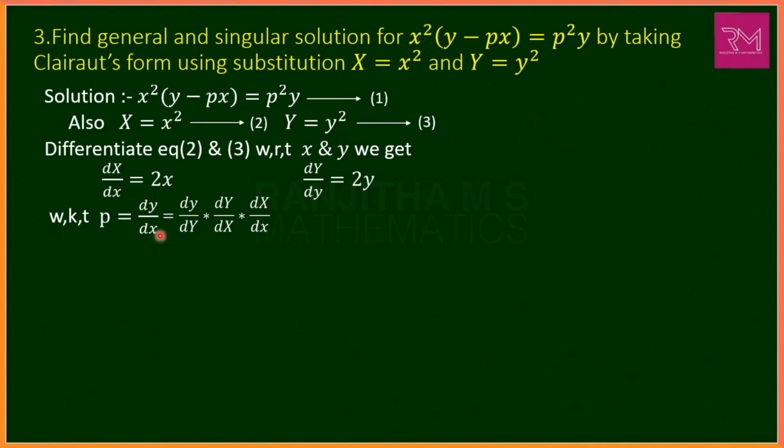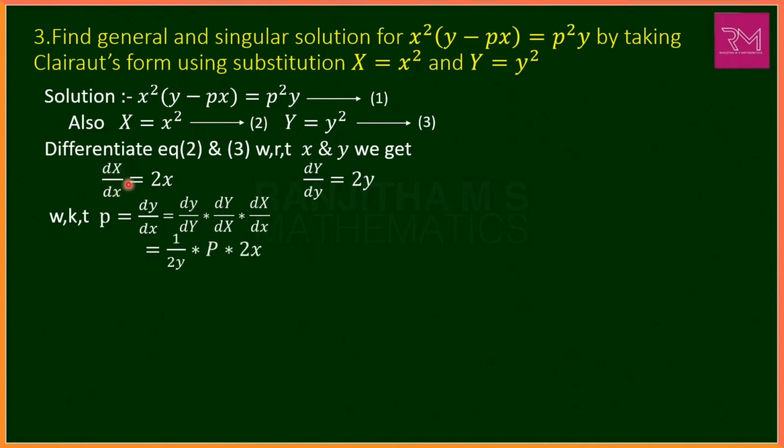P is equal to dy by dx. We know dy by dx, we can split it as dy by dY into dY by dX into dX by dx. Here dY gets cancelled, dX gets cancelled, remaining is dy by dx itself. So this is a very important step. Here these two important steps you have to remember. Next, we have to substitute the dy by dY and dX by dx values here.